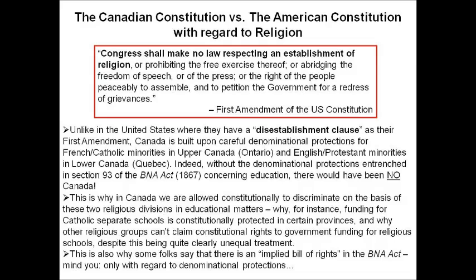Now, funny, because religion is a really big thing in the United States in a way that it isn't in Canada. But this is called the Disestablishment Clause. And unlike in the States where they have a Disestablishment Clause as their First Amendment, Canada is built upon careful denominational protections for French Catholic minorities in Upper Canada, or Ontario, and English Protestant minorities in Lower Canada, or Quebec.